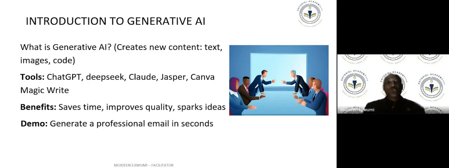I'm going to also show you DeepSeek when we move later. So we have Power, we have Jasper, we have Canva Magic Write. These are all just examples of tools. We also have Meta AI now. It's also wonderful, especially in generating images. It's fantastic too. And of course, we have talked about how it improves the quality of our work, it saves time, okay? And of course, it gives you a lot of ideas.